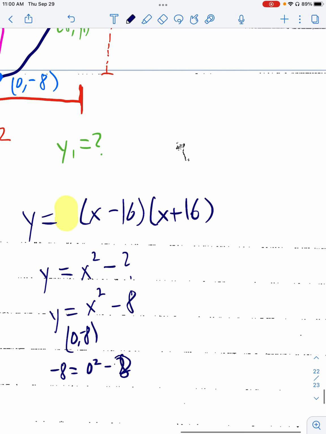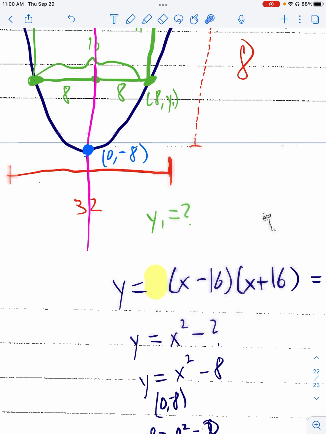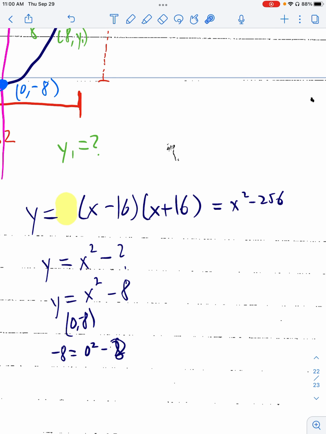Notice how if we just FOIL out this equation as is, we get x squared minus 256. That would make our y-intercept equal to (0, -256), which is not what we want. We want the y-intercept to be at negative 8. So we have to multiply everything by something. Let's think about this. Let's call this number, I don't know, let's call it k.